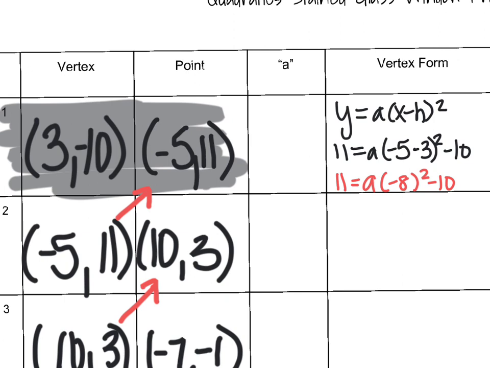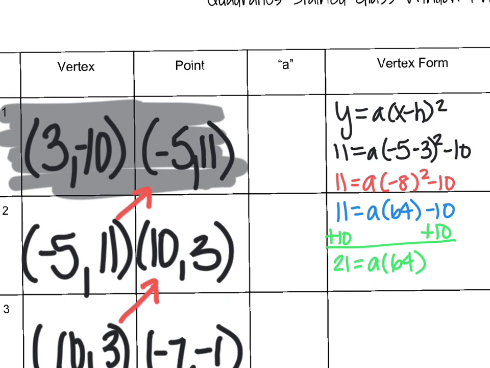Again, this is my problem. This is not your problem, so you probably should not be writing this down. Hopefully you're not. I'm just working through it for you so you can see what we're doing. So 11 equals a times negative 8 squared, which is 64, minus 10. And then to get a by itself, I need to add 10 to both sides. So then I get 21 equals a times 64. And my very final step to get a completely alone is to divide by 64 on both sides, and I end up with a equals 21 over 64.